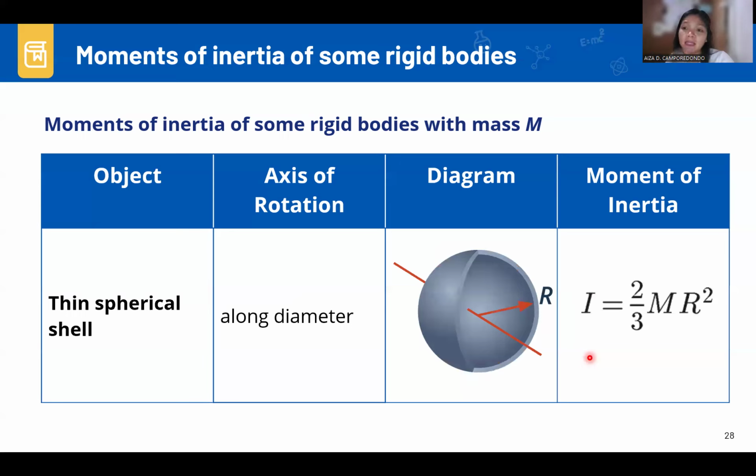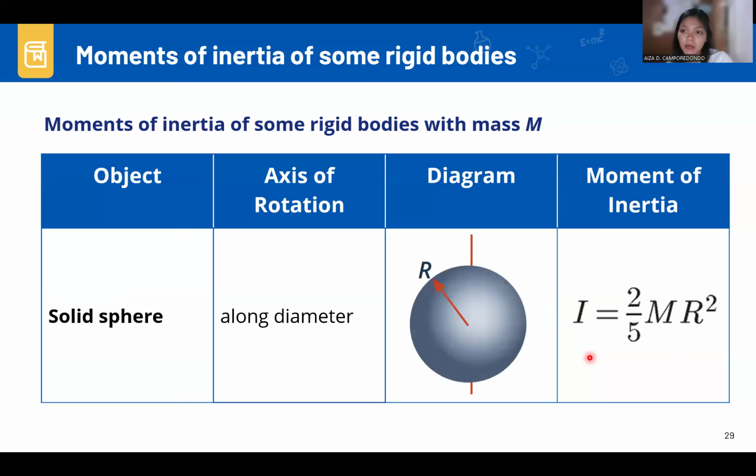For a thin spherical shell with an axis of rotation along the diameter, we're going to use the formula moment of inertia is equal to 2/3 mass multiplied by radius squared. For a solid sphere along the diameter, we're going to use the moment of inertia is equal to 2/5 multiplied by mass multiplied by radius squared.